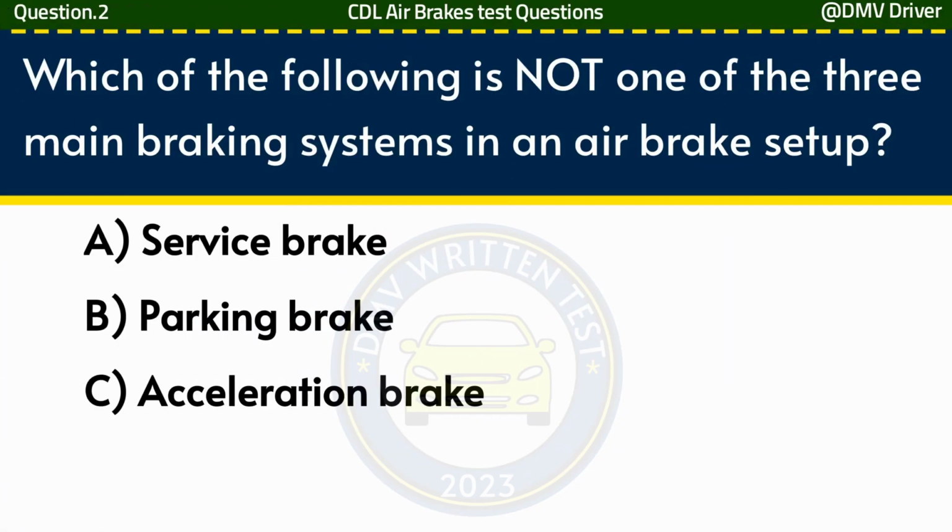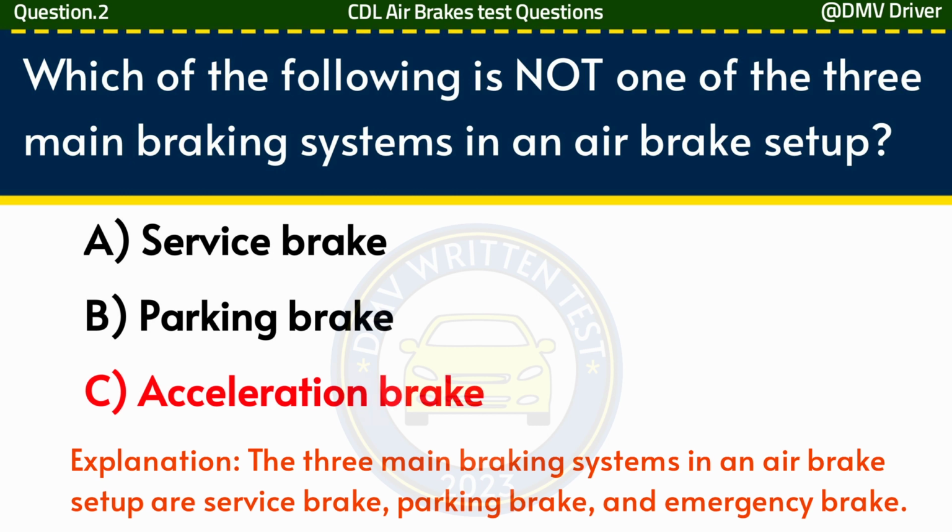Question 2. Which of the following is not one of the three main braking systems in an air brake setup? A. Service brake. B. Parking brake. C. Acceleration brake. The correct answer is option C. The three main braking systems in an air brake setup are service brake, parking brake, and emergency brake.